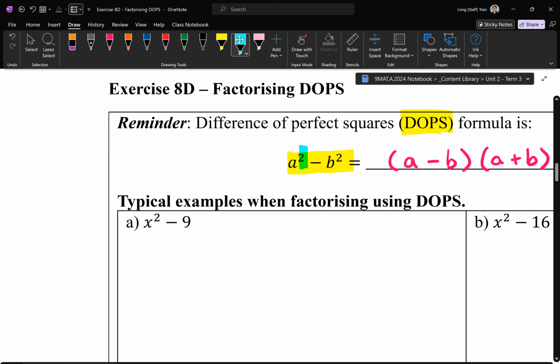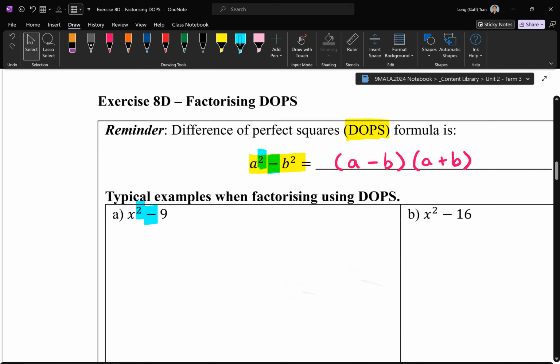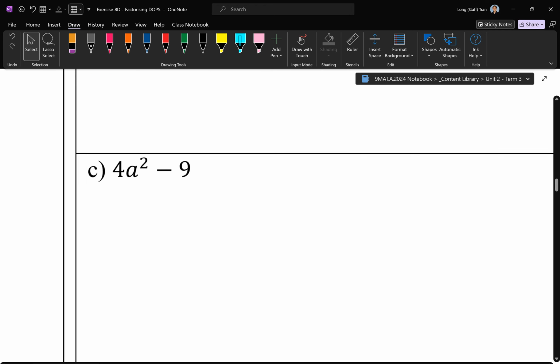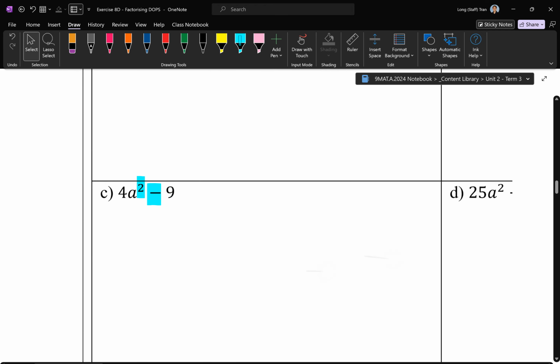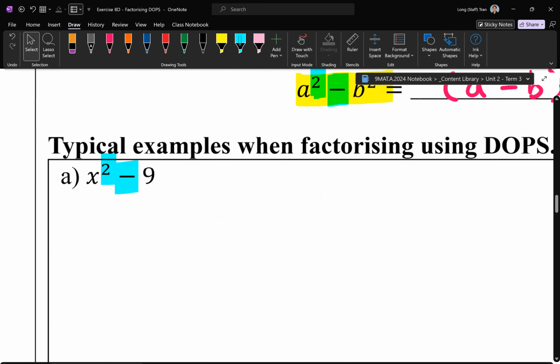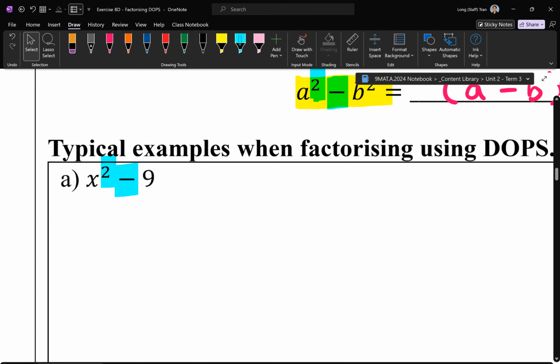So if you ever see a square and then you see a minus, that's when you know to use DOPS. So here are some examples. x squared minus. Have a look at this one. Squared minus. If you have a look at the next few examples, you see a square, you see a minus, you see a square, and you see a minus. That's when you know that it is a difference of perfect squares problem. Okay? So when you recognize it's a difference of perfect squares problem, this is all you do.